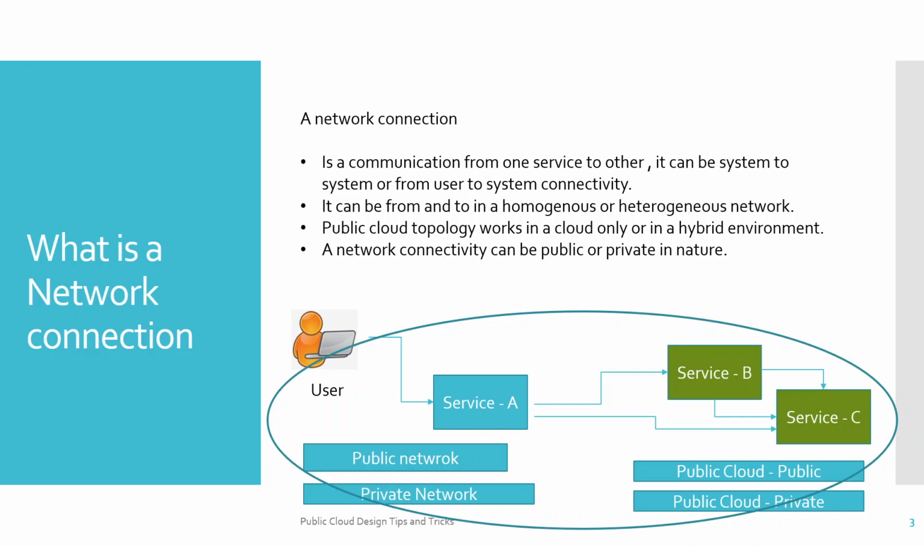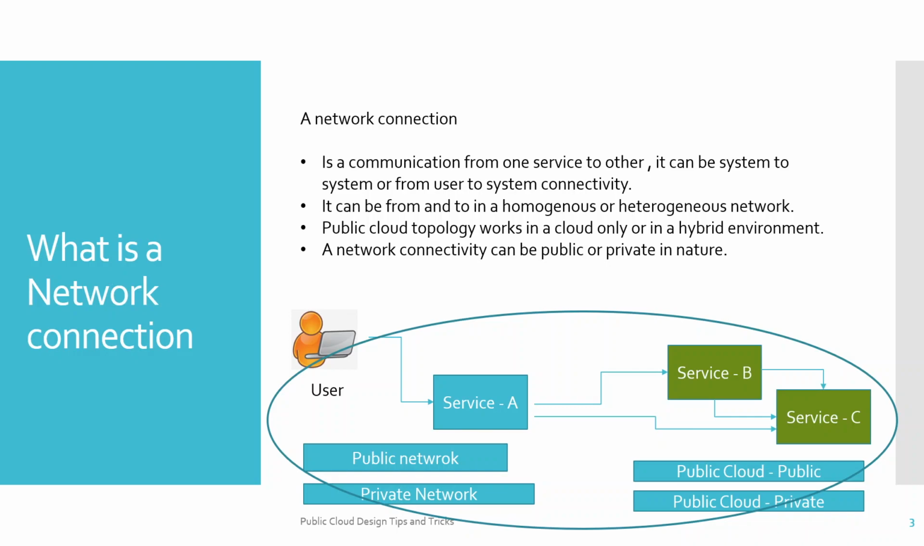Now in public cloud, this kind of topology works either within the cloud network boundary or across the cloud. That means one cloud to another cloud or from a cloud to a private data center. So that is how it works. A network connectivity can be of two types, public and private.